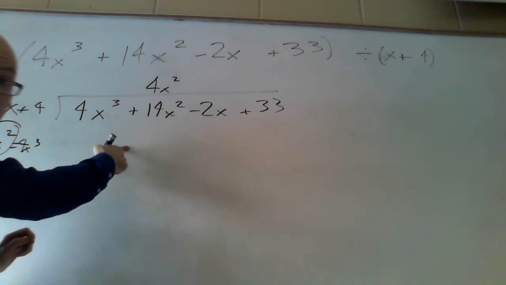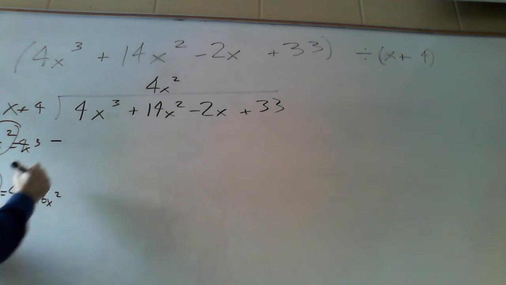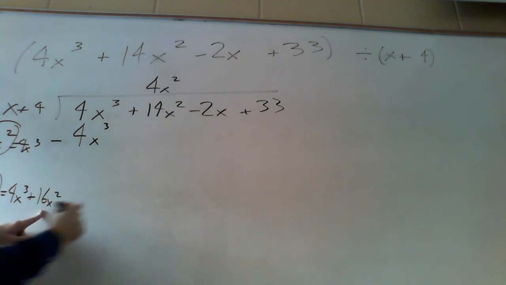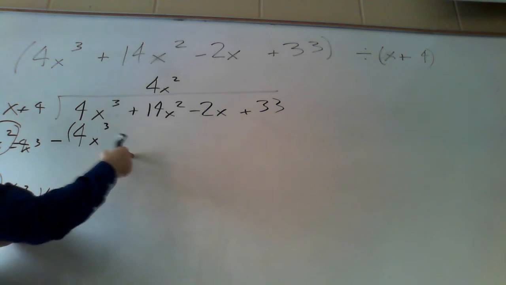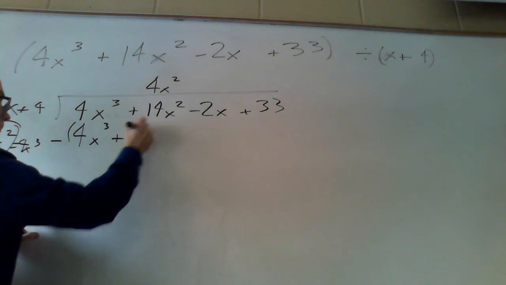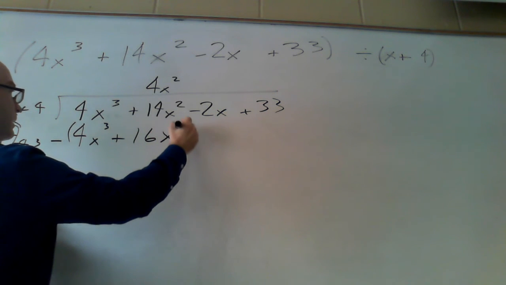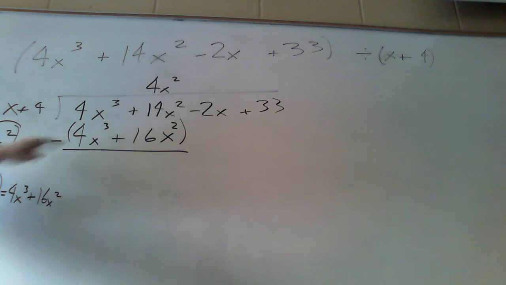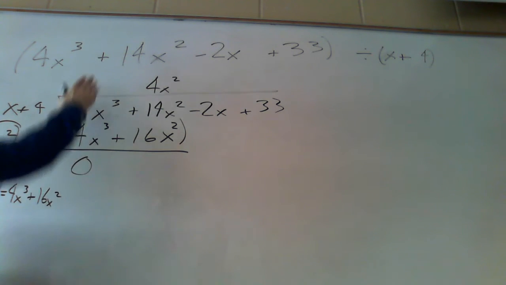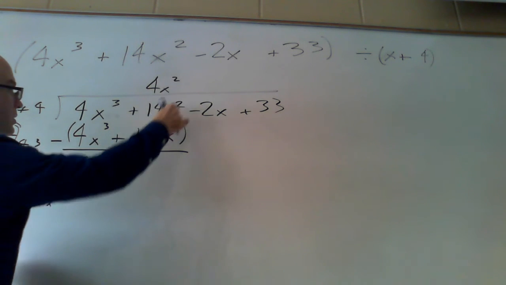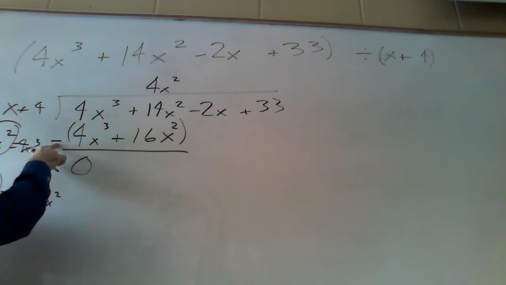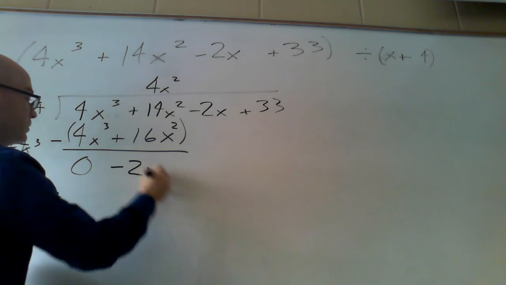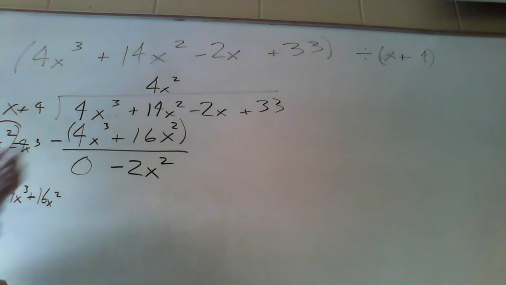So now, just like we did in old school division, I'm going to subtract the difference here. 4x cubed. Actually, let me put the whole thing in parentheses there. And that way we can just copy down exactly as it is. 4x cubed minus 4x cubed leaves that with 0. So that is gone. And 14x squared, remember this negative is going to distribute. So it's minus 16x squared, which leaves me with negative 2x squared. All right? And now we're going to continue on.